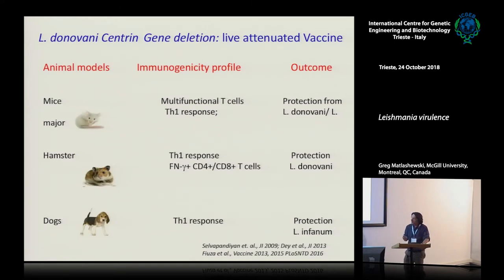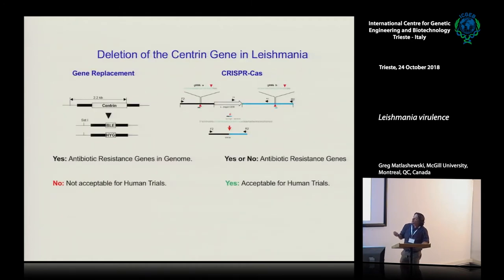So Hira contacted us and said, look, let's collaborate on it. So again, collaborations are key. You have to maintain collaborations with people in the field. But the thing is, Hira had already knocked out the centrin gene, and there is a technology for doing gene knockouts before CRISPR. That's by gene replacement.